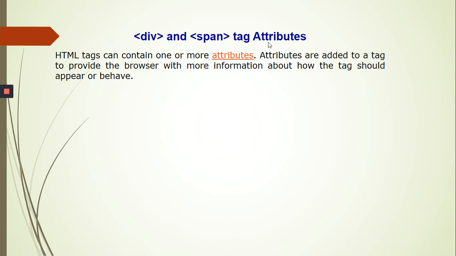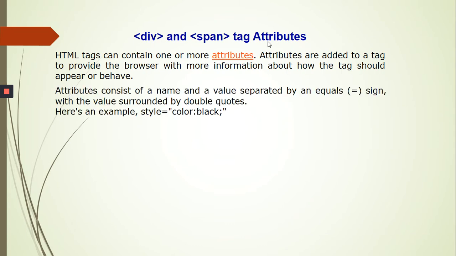We all know what are attributes. They are additional information which is written with a tag. Why? To provide the browser with more information about how the tag should appear or behave. Correct? And attributes consist of a name and a value. We all know how an attribute is written. I have given an example here. Style is an attribute and its value is color: black. So attributes consist of a name and a value separated by an equal to sign, and the value is surrounded by double quotes. Observe here.